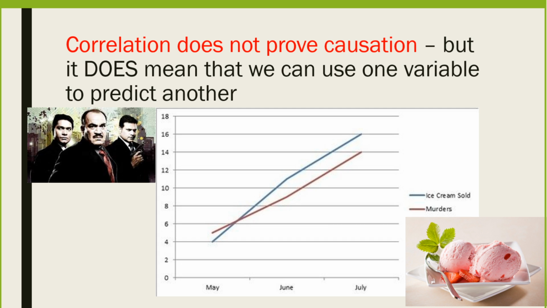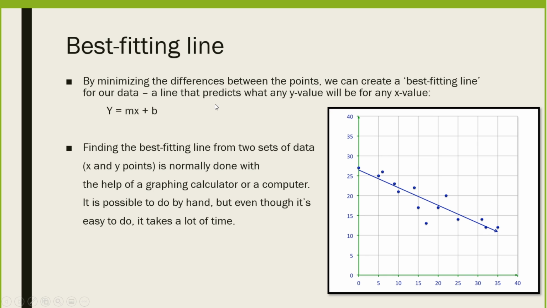Generally, people buy more ice cream in the summertime. Generally, people are more outside and together in the summertime, which has more opportunity for murder. It also tends to be hotter outside, where people tend to be more aggressive when it's hot. So it's quite possible there's a third outside variable there.